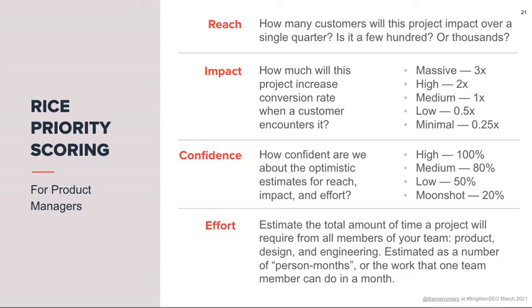the next one is confidence. So how optimistic are you about all the other variables? Are you really sure that this is going to reach that many customers? Are you really sure that it's actually going to have this suggested impact? And then the last one is effort. So actually how many hours or days, whatever time variable you want there, how long will it actually take to implement?